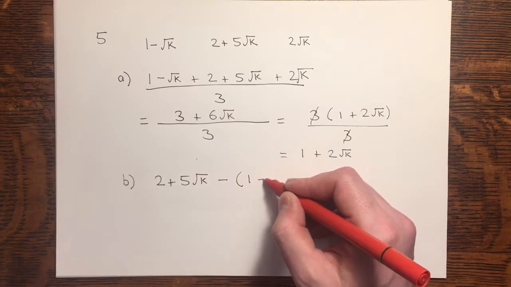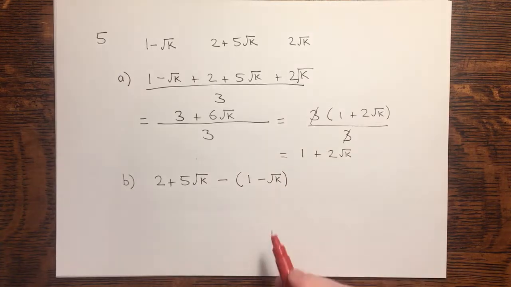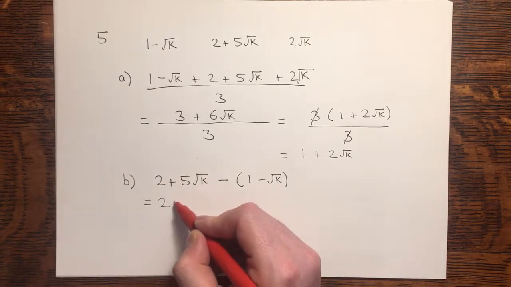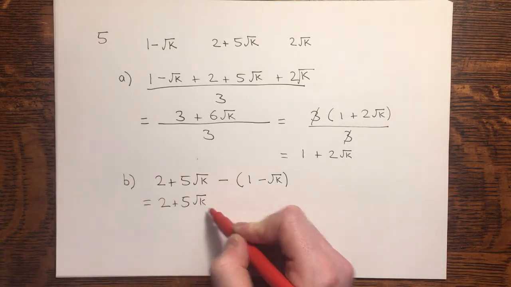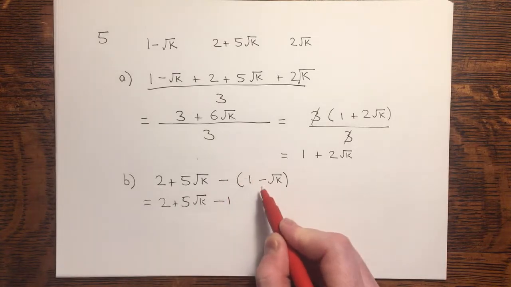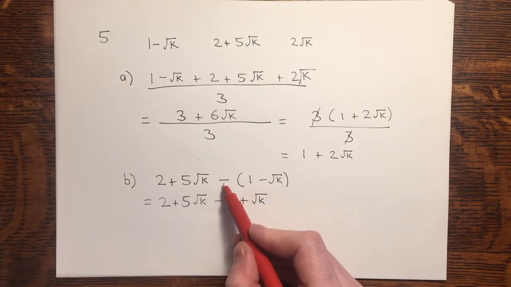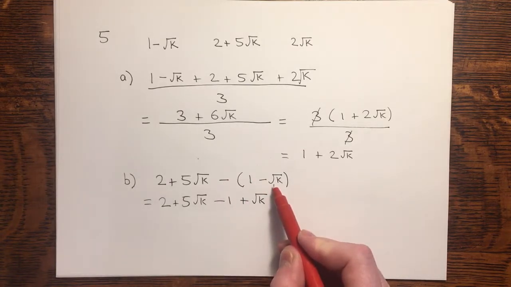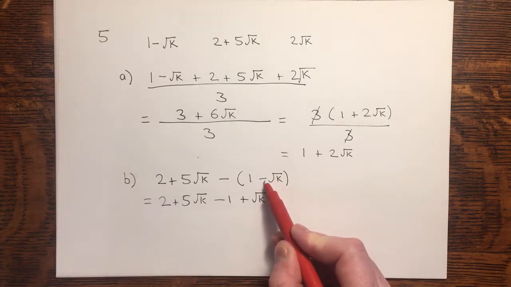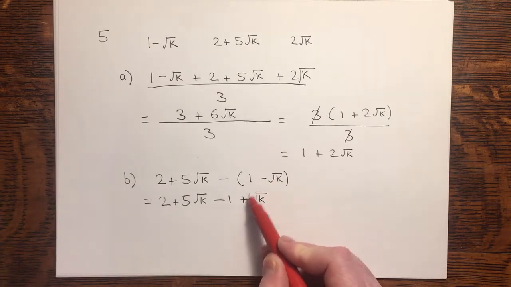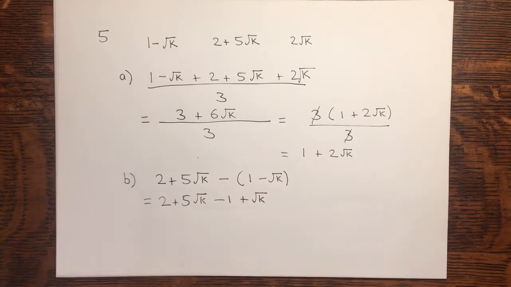minus 1 minus root k. Now I've put 1 minus root k in brackets because I wanted to make sure I didn't make any errors with the signs. I'll show you what I mean now. 2 plus 5 root k minus 1 minus negative root k results in plus root k. When subtracting a two-term expression, sometimes if the second term is negative, people simply put it on as negative, but when subtracting a negative you should have a positive, and the brackets help us to make sure we don't miss that trick.